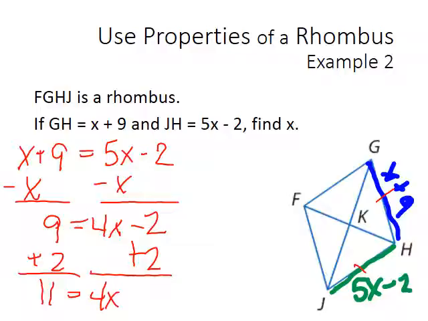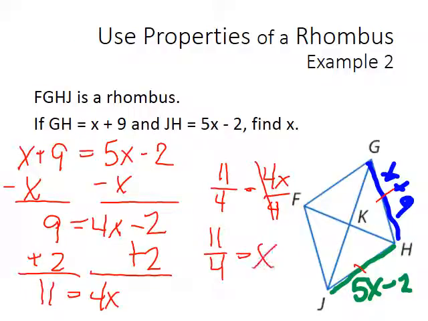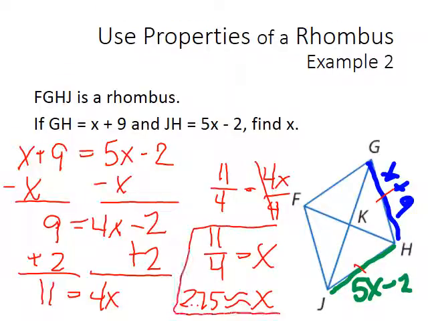To finish off, we divide both sides by 4 to get x by itself. And we've got 11 over 4 equals x, or 2.75 equals x, if you want to write that as a decimal. Either one of those answers works. There's the value of x using properties of a rhombus, or in this case, the definition of a rhombus for congruent sides.